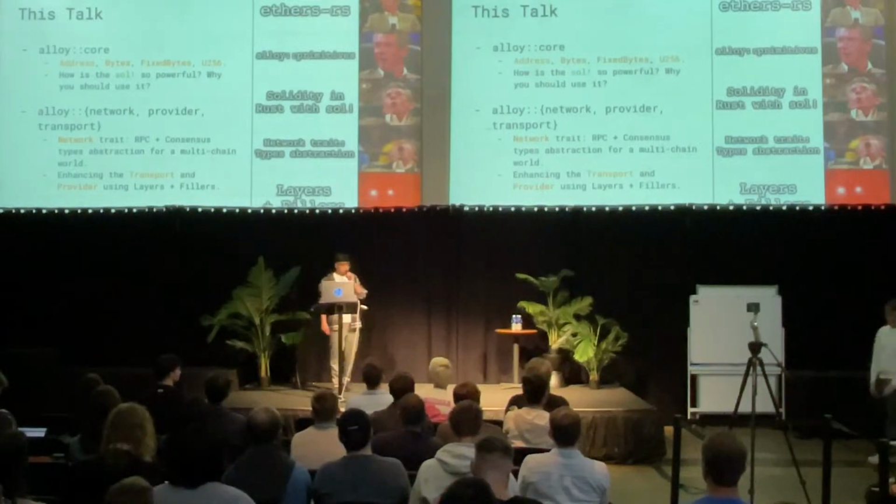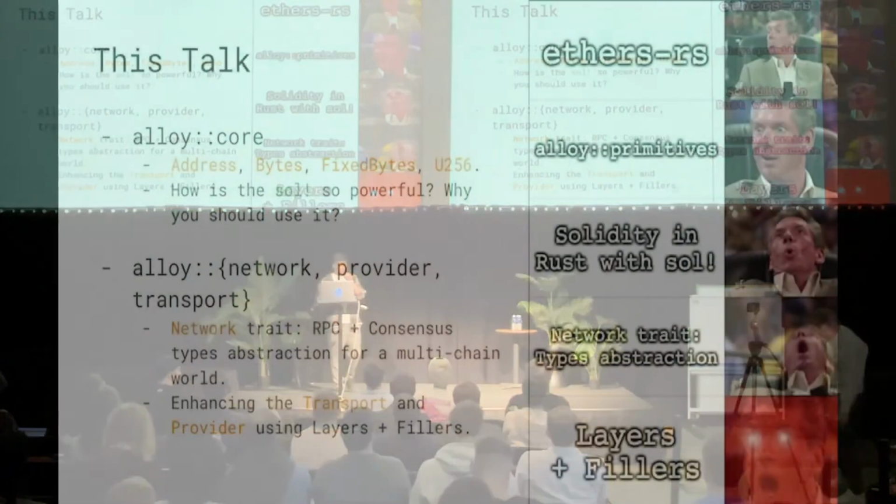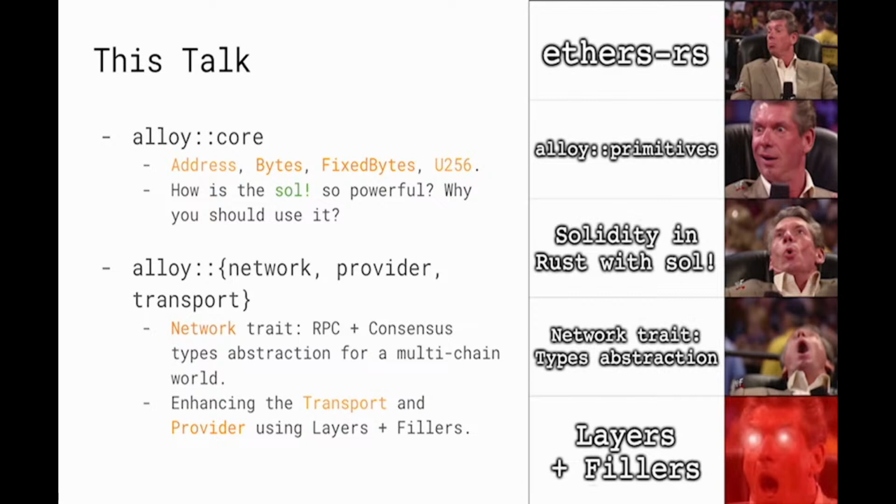So in this talk, I'll mostly go through an overview and highlight the most powerful features of Alloy. Now, when Ethers was written, it was probably state of the art, and it was the best thing out there to interact with EVM blockchains in Rust. But times have changed, and so we're introducing Alloy, and the first low-level building block of Alloy is the primitives, which are great and powerful.